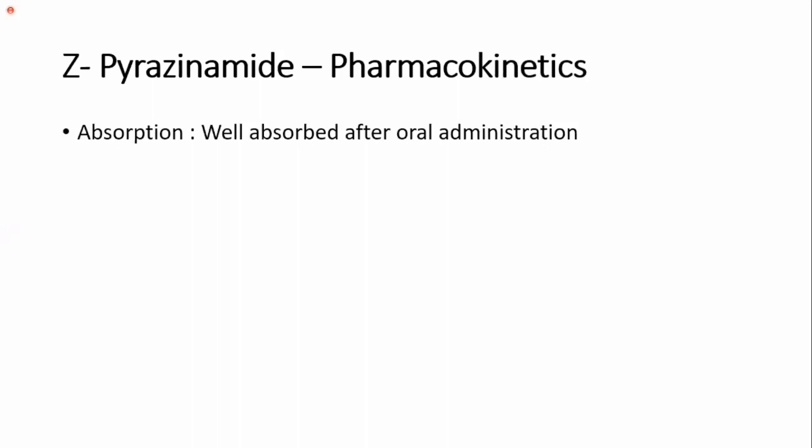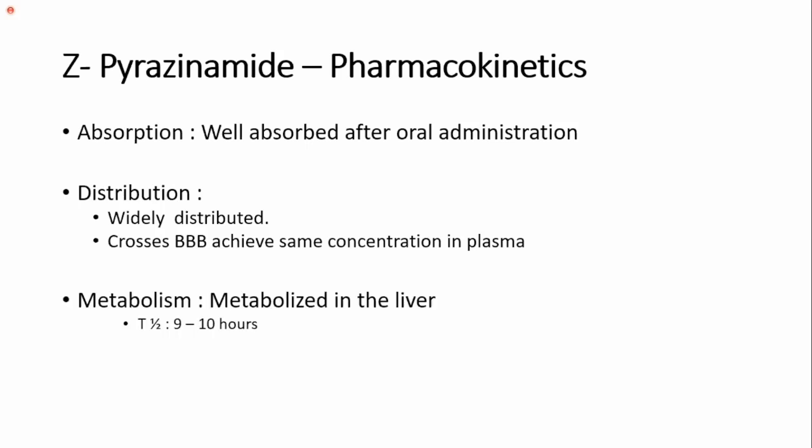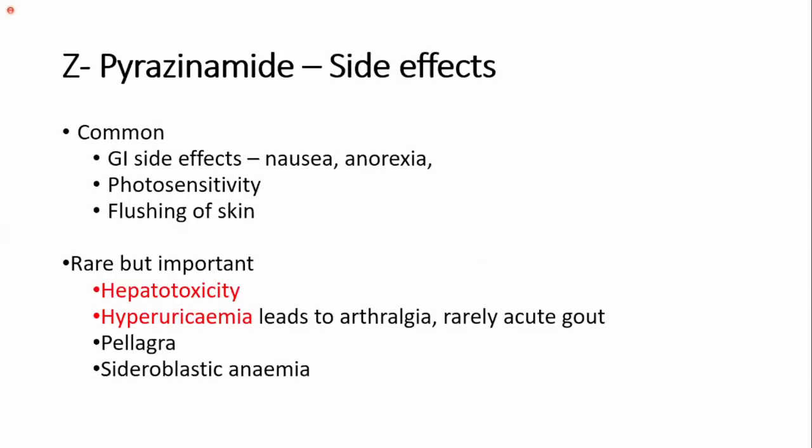It is given orally and is well absorbed orally, also well distributed, and it crosses the blood-brain barrier very well. It reaches the same concentration as that of the plasma. That's a very good point of pyrazinamide. And it's metabolized in the liver. Half-life is about 9 to 10 hours, and it is excreted mainly through the kidneys through glomerular filtration. These are about the pharmacokinetics. Side effects: again, the GI side effects can be there.